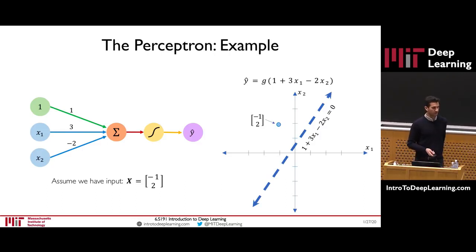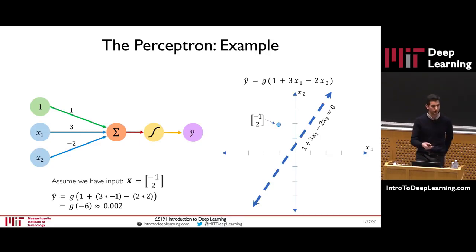Now, if I feed in a new input, either a test example, a training example, or whatever, and it has these coordinates, -1 and 2, so it has a value of x1 of -1, value of x2 of 2, I can see visually where this lies with respect to that line. And in fact, this idea can be generalized a little bit more. If we compute that line, we get -6, right? So inside that, before we apply the nonlinearity, we get -6.